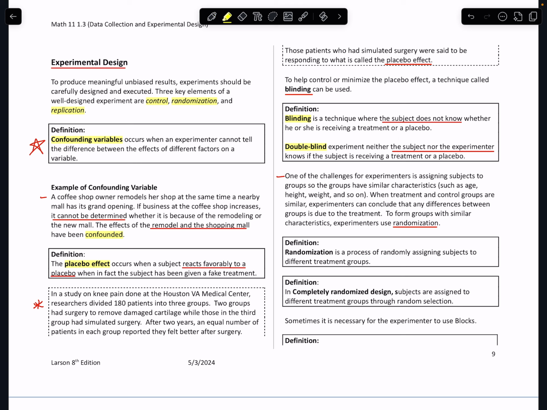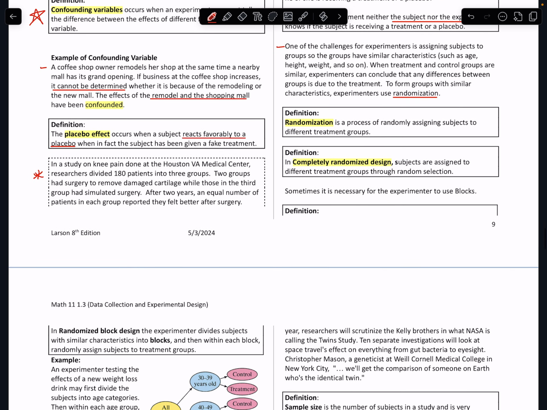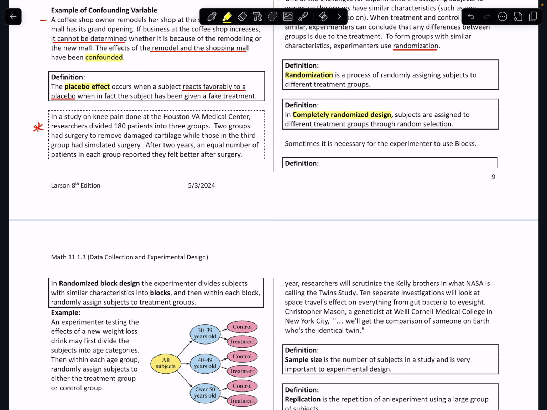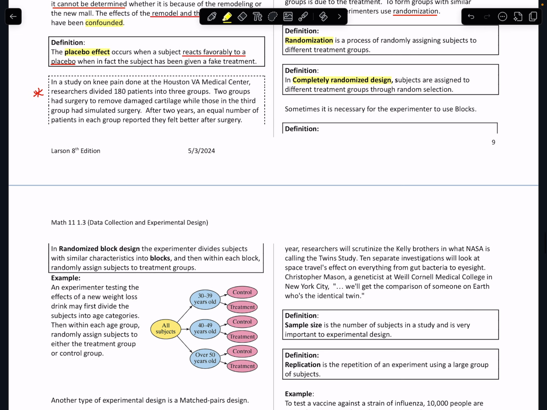Randomization is a process of randomly assigning subjects to different treatment groups. A completely randomized design is where subjects are assigned to different treatment groups through that random selection. Sometimes it is necessary for the experimenter to use something we call blocks. A randomized block design is where they divide subjects with similar characteristics into blocks, and then within each block, randomly assign subjects to treatment groups.